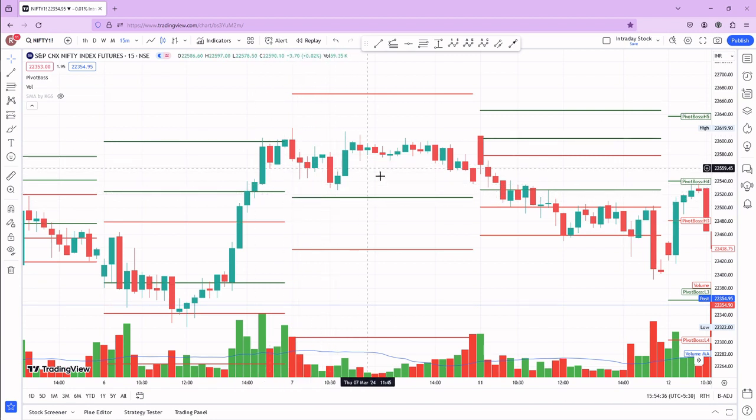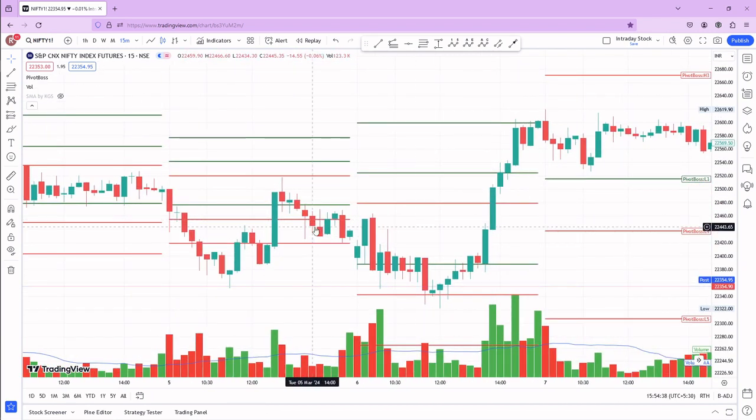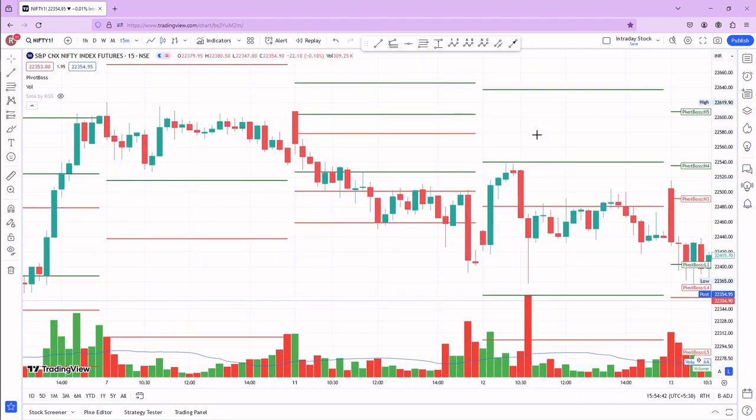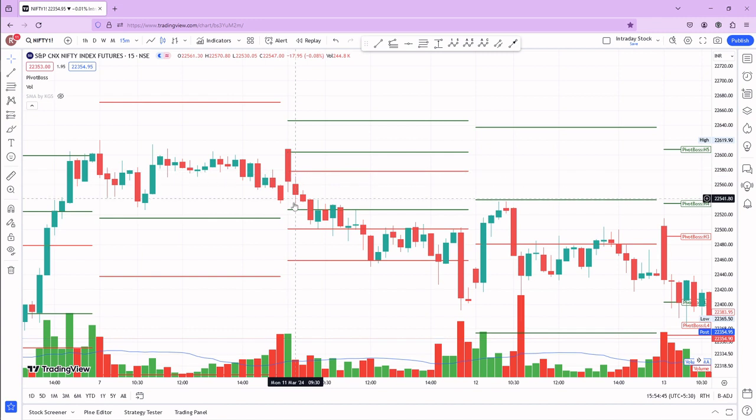So on March 7th there is no trade. On March 5th you have got one trade, and March 6th there is no trade. Now coming back to this zone, if you see this particular zone, this is called the inside Camarilla zone. H3 and L3 is lying between the previous day H3 and L3. So this particular zone is called the inside Camarilla zone.